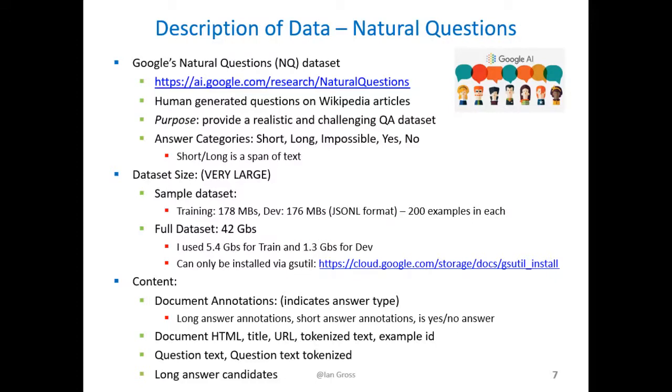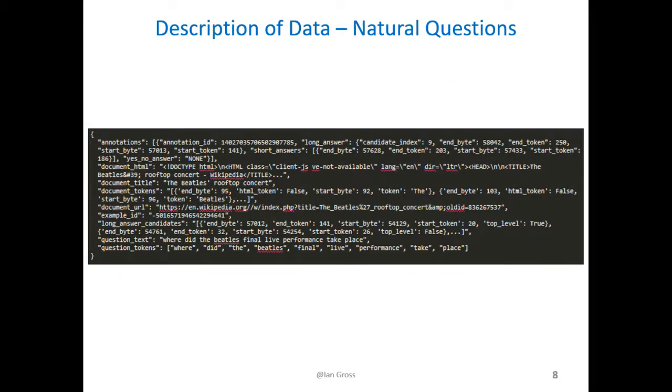In terms of content, this dataset has document annotations which indicate what the type is, and it also has a few other things like the HTML, the tags of the different tokenized text, the ID, and a few other different things. Here's just a quick description of the data, what it looks like. The annotations is what houses the answer information. And there's a few other different things in here that are of interest, but we don't need to go into too much detail on them.